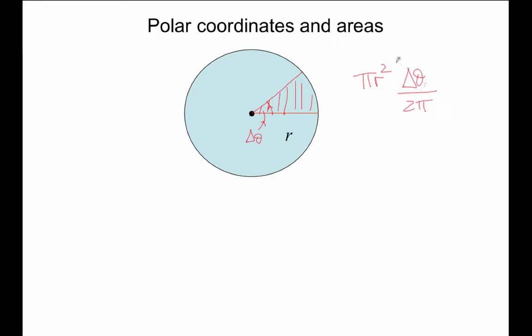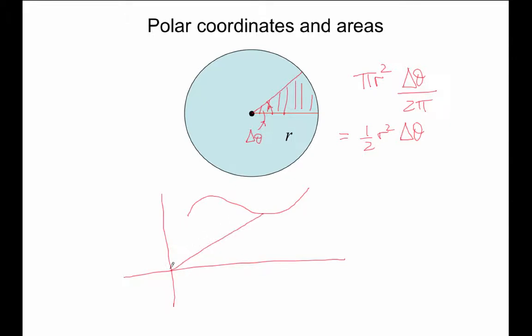So if delta theta was 2 pi, we'd get the whole area of the circle. And this is then half r squared delta theta. In this case, r is constant. But let's say that we had a curve like this, in which r was not constant. So something like this maybe. In which case, if we looked at this little bit of area, that would indeed be the same. That is to say, it would be half r squared delta theta, or if it's very, very small, d theta.